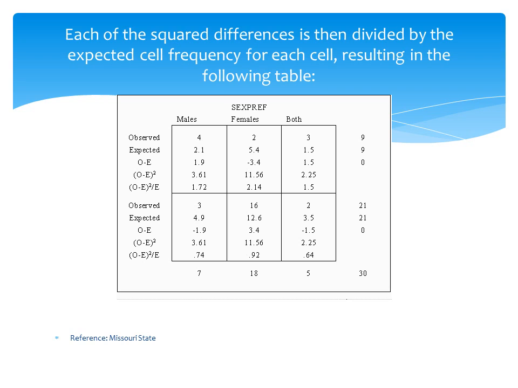Each of the squared differences is then divided by the expected cell frequency for each cell, resulting in the following table. So you can see we have observed and expected, and then we have observed minus the expected squared, and observed minus expected squared divided by the expected. And you will see in the next slide the numbers that we come up with.